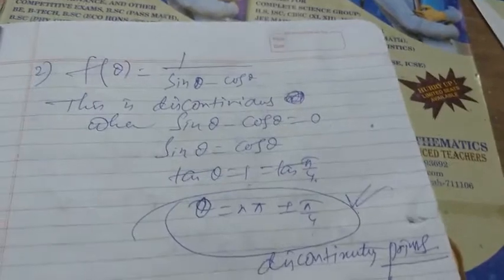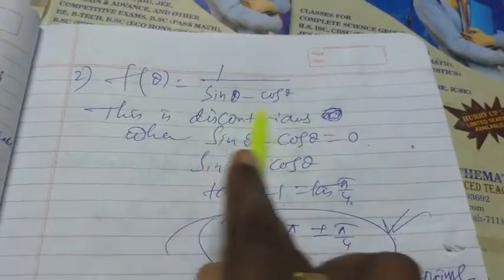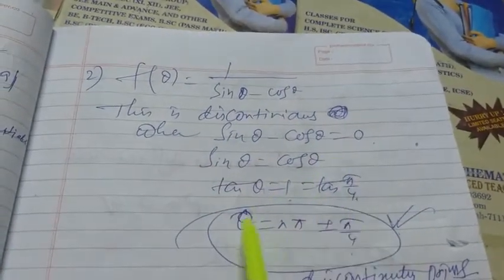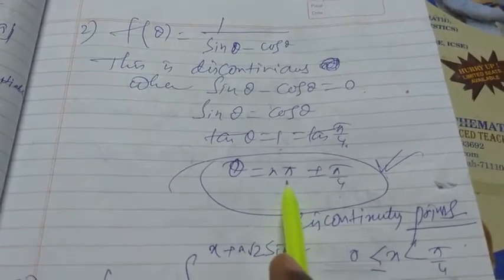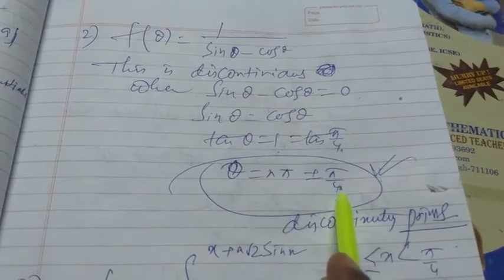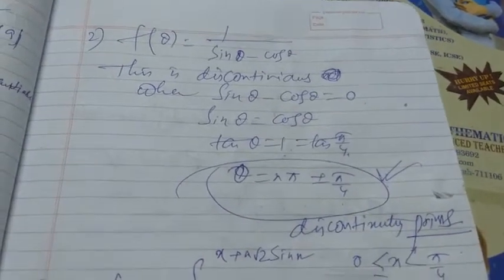Discontinuity point: given the function f of theta equal to 1 by sin theta minus cos theta, this function is discontinuous when the denominator is 0. So sin theta minus cos theta equal to 0, then tan theta equal to 1, tan theta equal to tan pi by 4, and from the general solution theta equal to n pi plus pi by 4. This is the discontinuity point.